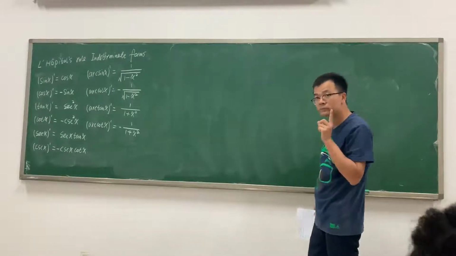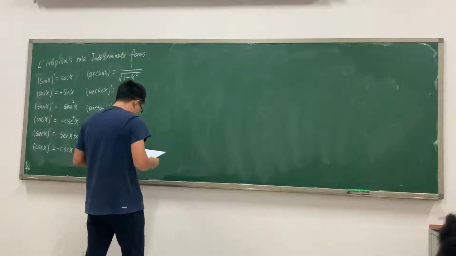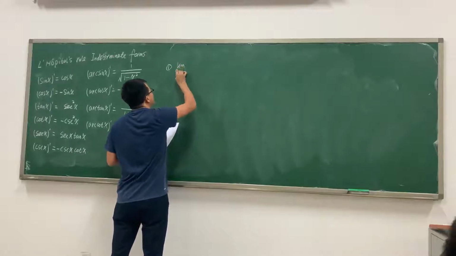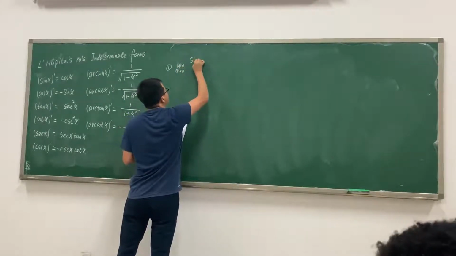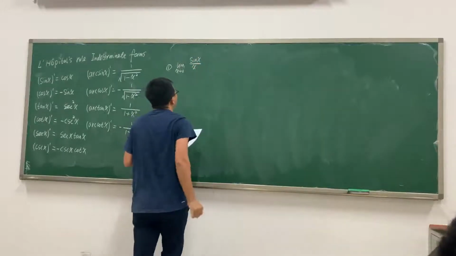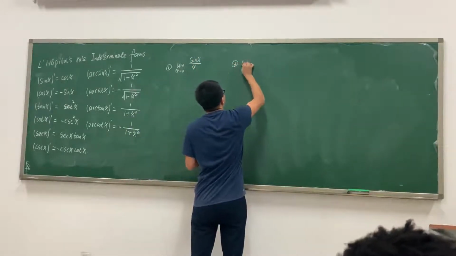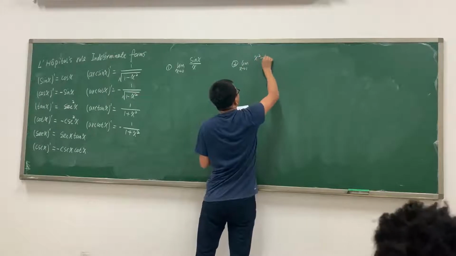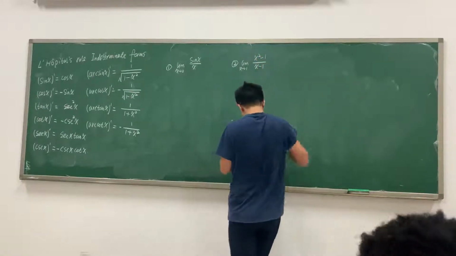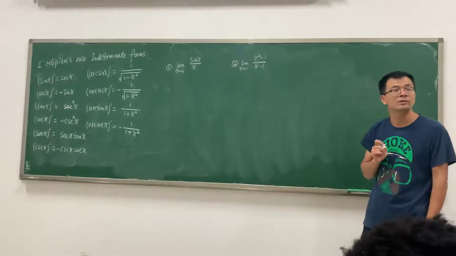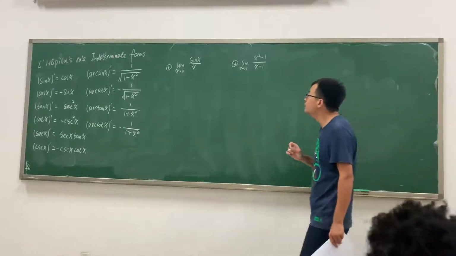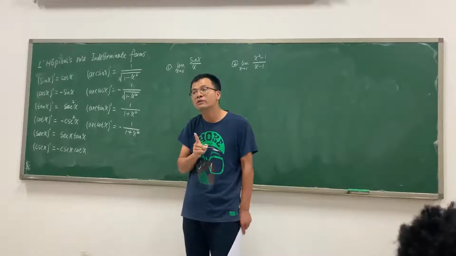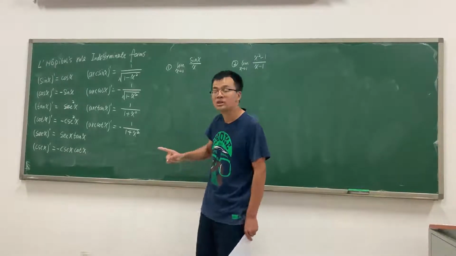So now let's see a limit. For example, for these limits: the limit as x approaches 0 of sin x divided by x, and the second limit, as x approaches 1 of x squared minus 1 divided by x minus 1. Now let's see these two limits. For the first limit, actually, this is one of the two important limits. So this limit is what?